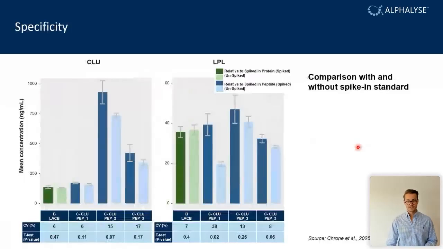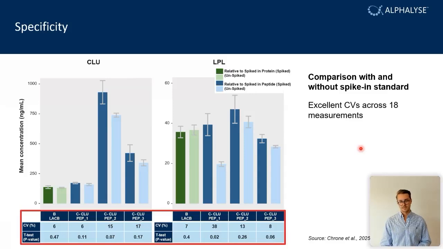We then assessed specificity as well. So the importance of this is to control that the spike in standard does not affect the HCP quantitative results. And to do this, we did a comparison between a spiked and an unspiked sample to see if there was any interference. And overall, it was quite clear that, again, looking at the excellent CVs, that there was no interference observed. Yet a single peptide stood out, both when looking at t-test, but also at the CV, indicating that there was some interference with the quantitation on this.